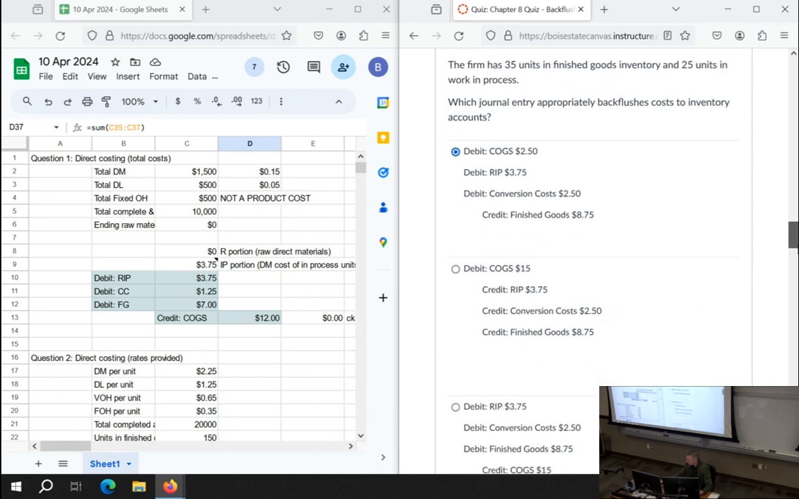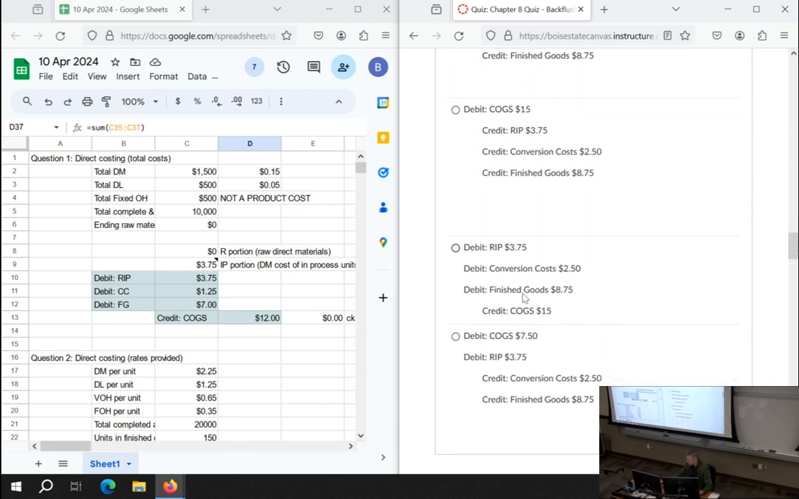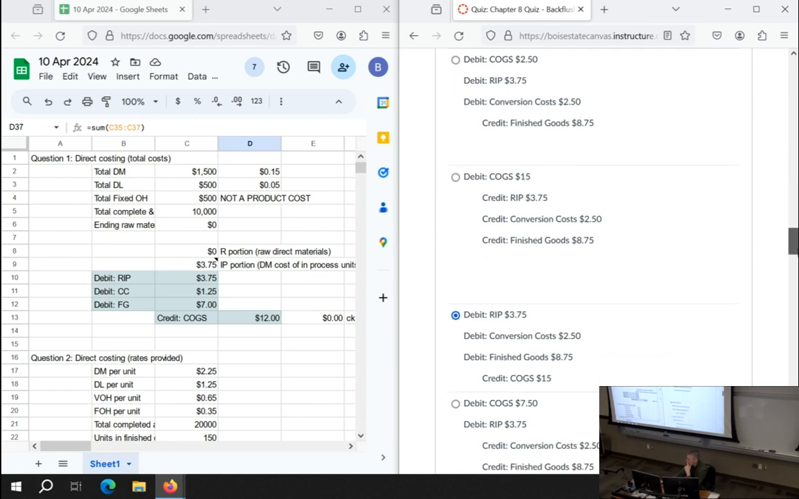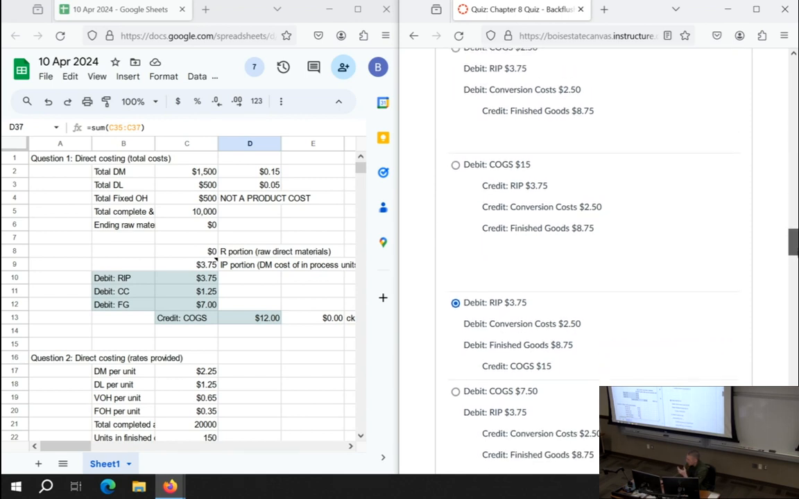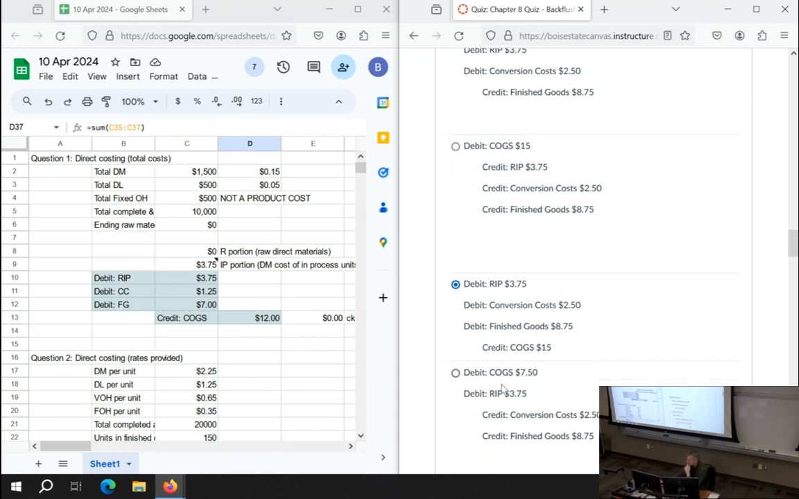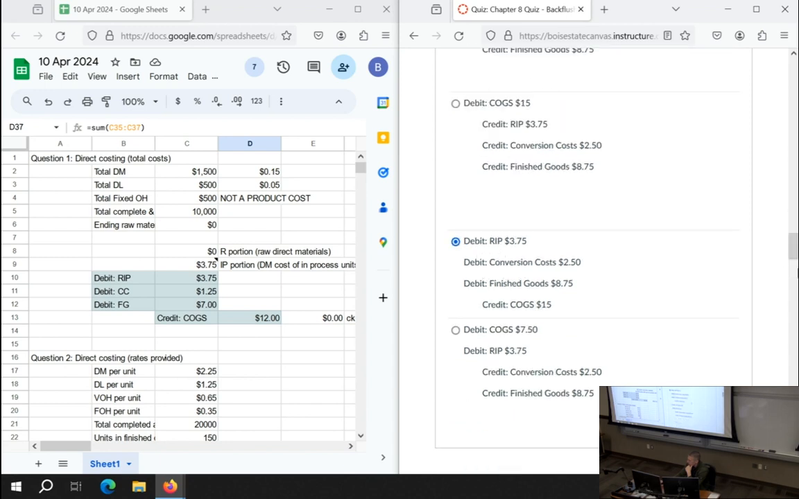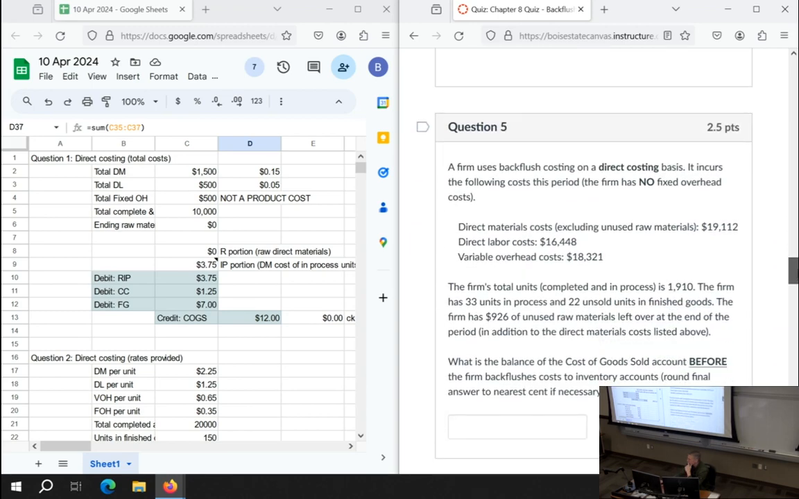Oh, no, I did it wrong. In fact, holy cow, this is also testing a separate thing. Maybe I shouldn't have done this. I've also screwed up all the journal entries, so there's only one journal entry that could be it. Look at those goofy ones. Here's debiting COGS and RIP for some reason, but crediting conversion costs and finished goods. Here's debiting COGS, RIP, and conversion costs, but crediting finished goods somehow. And here it is exactly backwards. Debiting COGS, crediting RIP, and this is the only one just by journal entry. Okay, I'm not going to do the calculation of that one. We're going to move on.